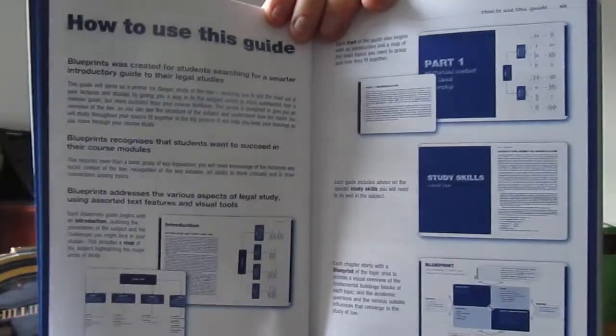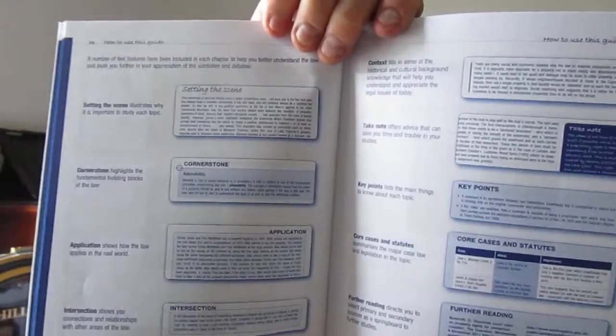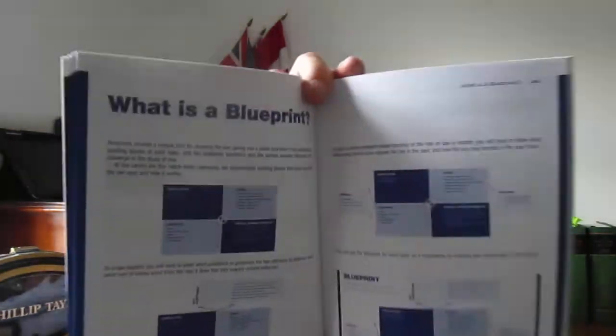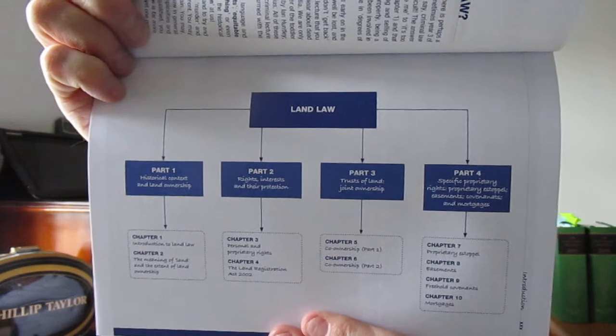Then do have a look at how to use the guide itself, because that's the way it's structured there. And it tells you how they set the scene, the cornerstone elements. I'll mention a little bit of that. What it is, a blueprint, and what are they doing with this particular series. Then you get to the introduction, why study land law. And you've also got a nice little diagram as to what's actually in this book.